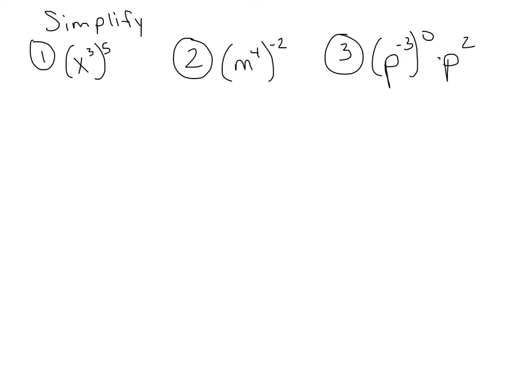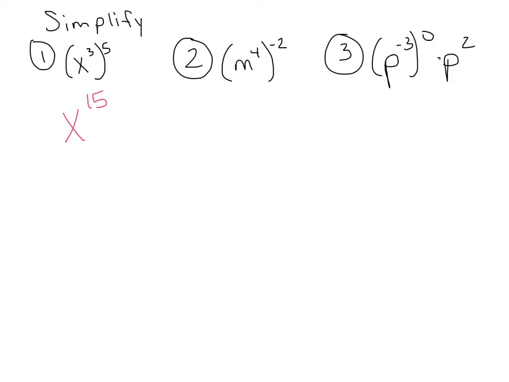For instance, number one, x to the third to the fifth, okay, since it's a power to a power, it becomes x to the 15th. If it was x to the third times x to the fifth, then it'd be x to the eighth. Okay, so if you don't see double bases, you are multiplying. If you see two bases, you need to add.